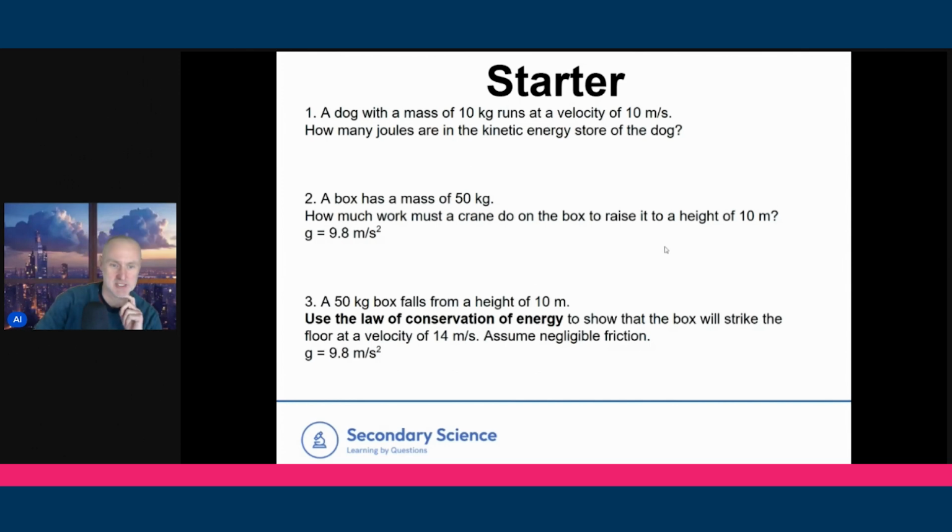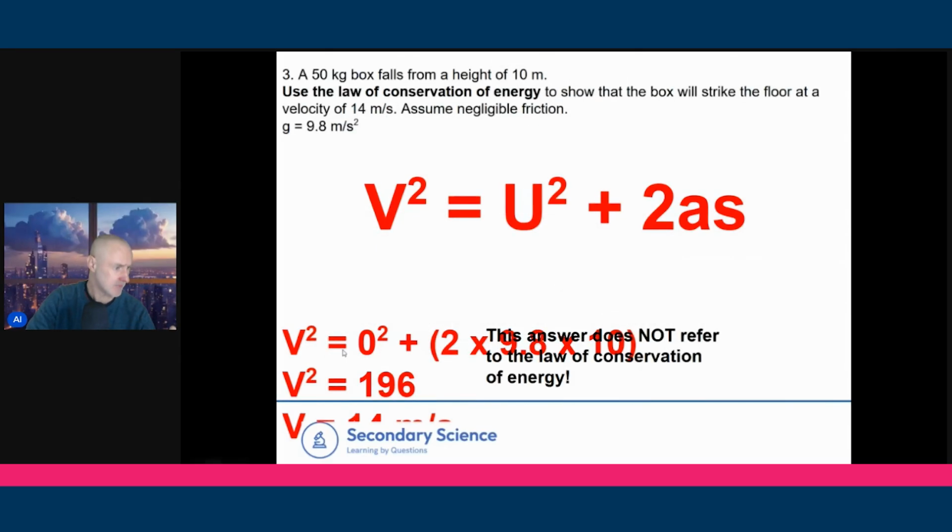We've got a few questions here, and if we look at question 3, perhaps this type of question wouldn't occur to a specialist. A 50-kilogram box is falling from a height of 10 meters. I put this bit in bold. Use the law of conservation of energy to show that the box will strike the floor at 14 meters per second. If you're doing perhaps Edexcel and you're a non-specialist teacher, I don't know what's happened with my PowerPoint there. Apologies, it's all gone a little bit off key.